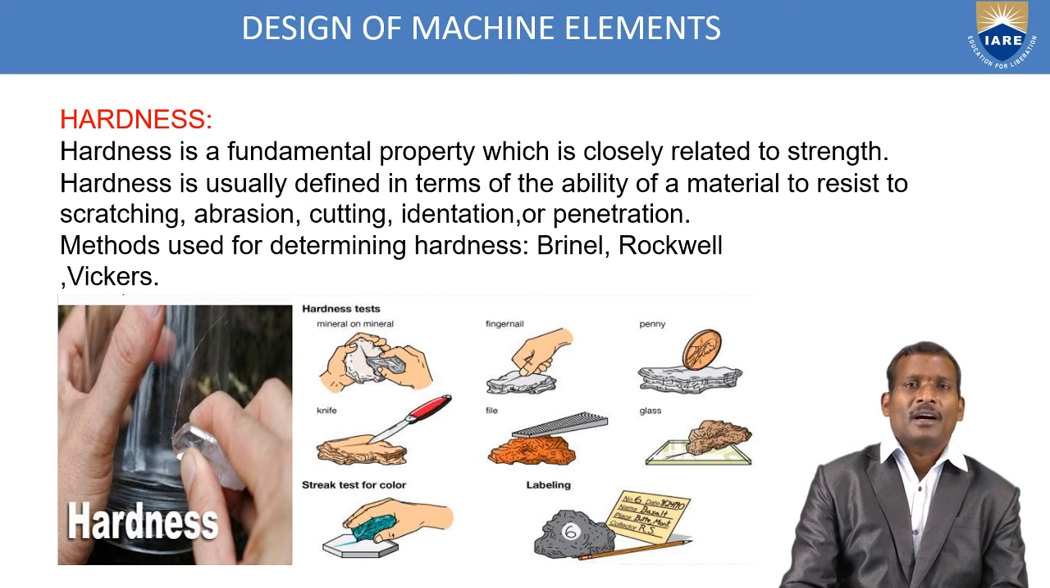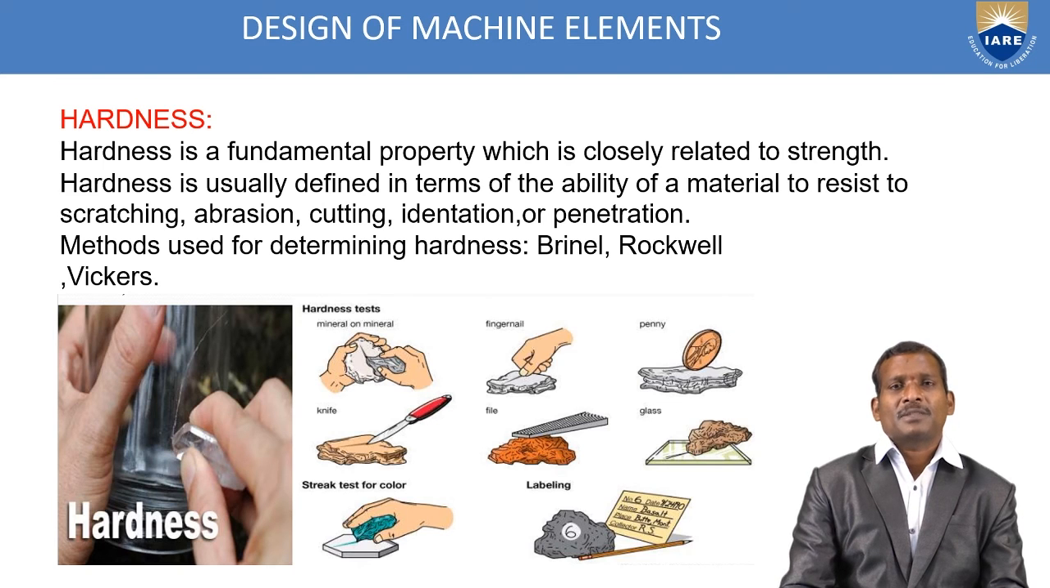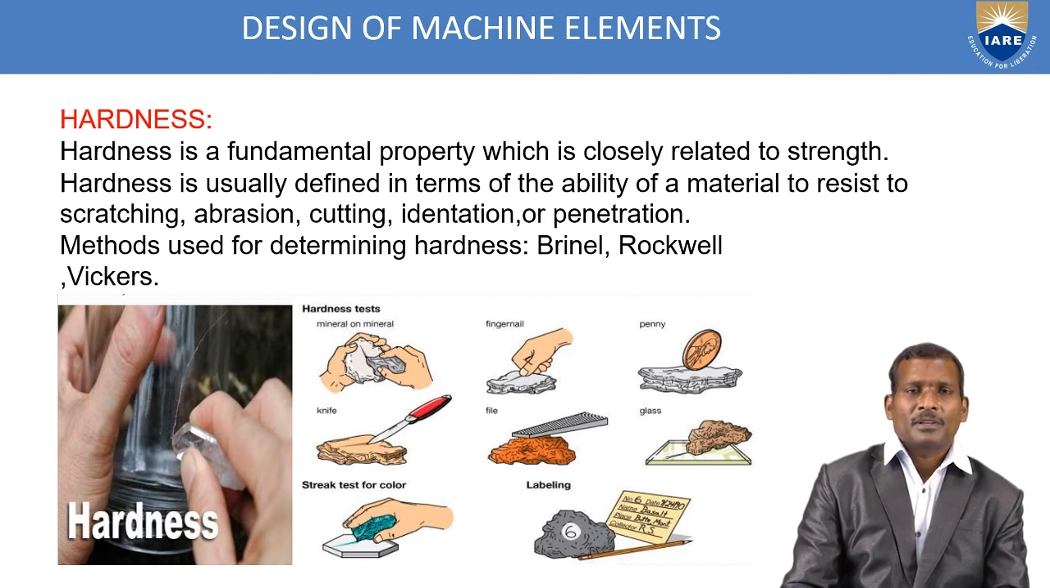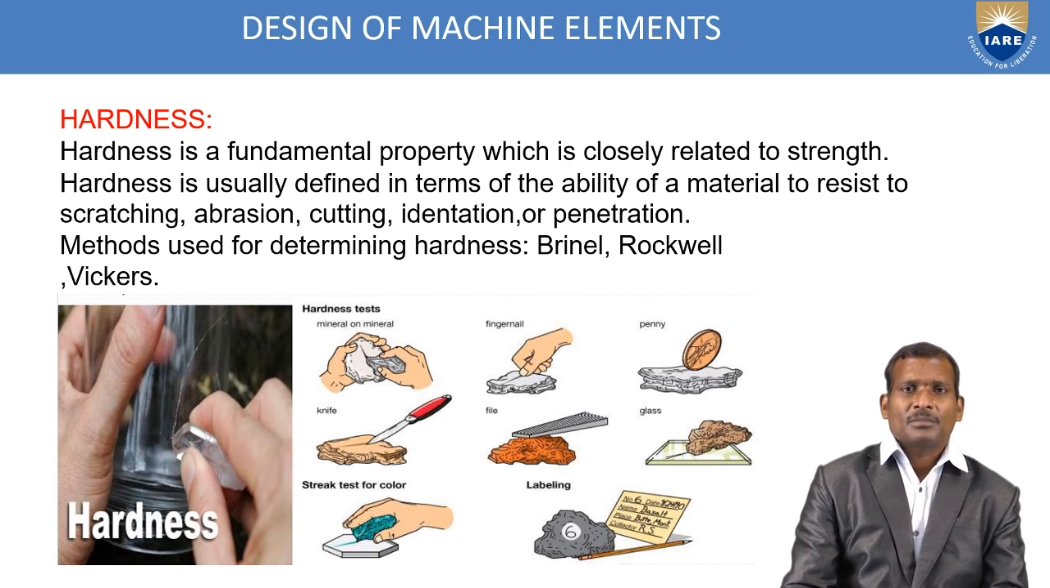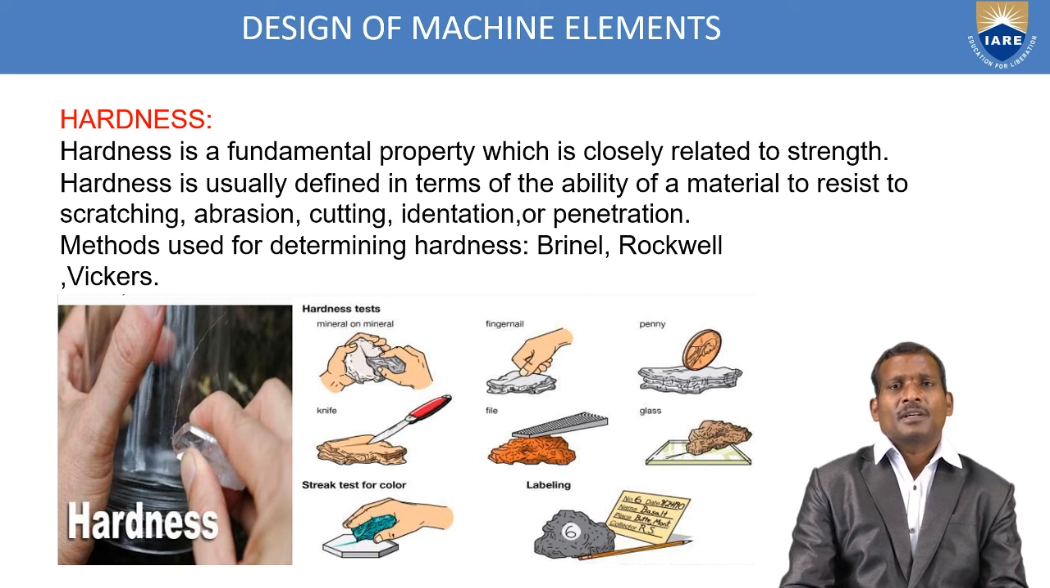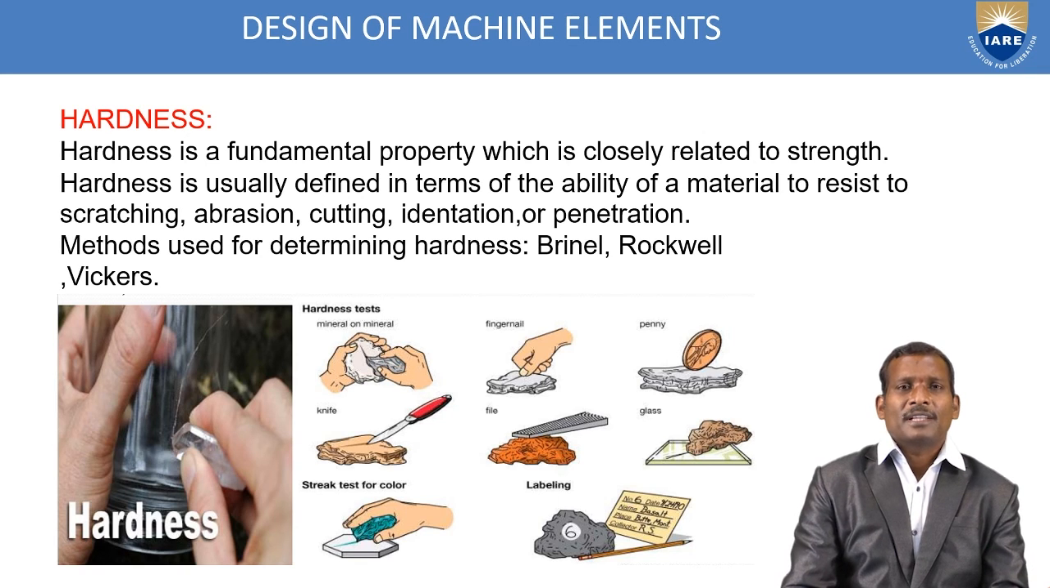Methods used for determining hardness are the Brinell, Rockwell, and Vickers methods for testing purposes. How do you measure the hardness of a particular material? What is the hardness of this steel? The hardness of diamond? Various methods are there to determine the hardness property. It is the ability of a material to resist scratching, abrasion, and cutting. The hardest material in the world is diamond.